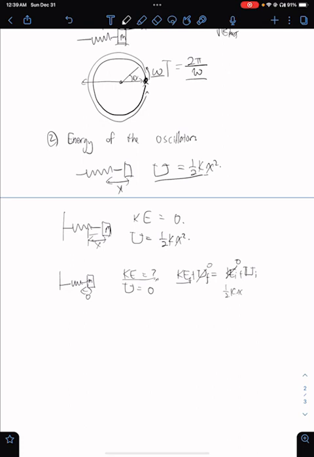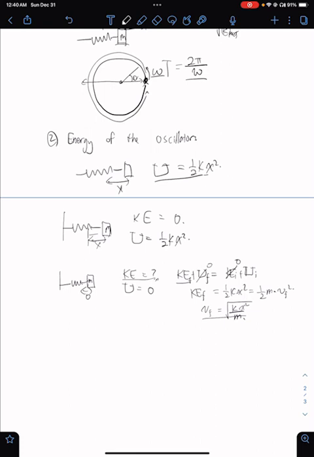So 1/2 kx squared is the kinetic energy final, which is 1/2 times the mass times v final squared. So we can figure out that v final is the square root of kx squared over m. So this is helpful when figuring out what's the velocity of the block when the spring is at its natural state. Well, that's how you figure that out.